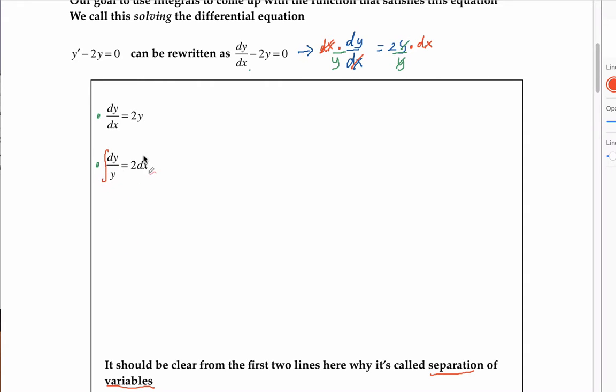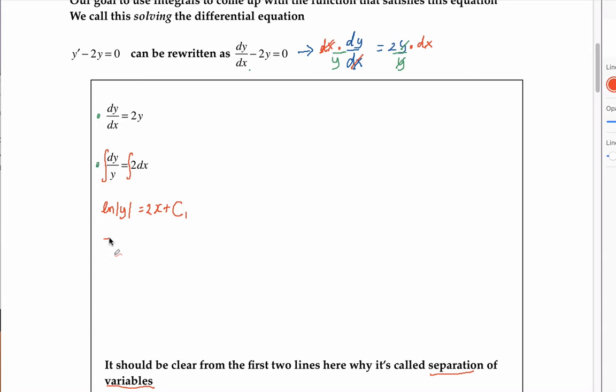Now what I'm going to do is integrate both sides like this. So I'm going to say that the natural log of y equals 2x plus, okay, I'm going to give my integration constant a different name. I'm going to call it C1. It's just something we do in physics.